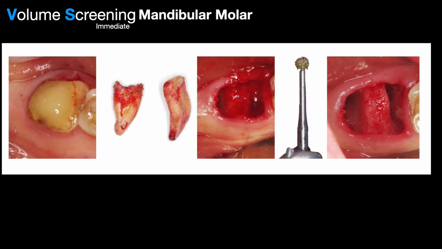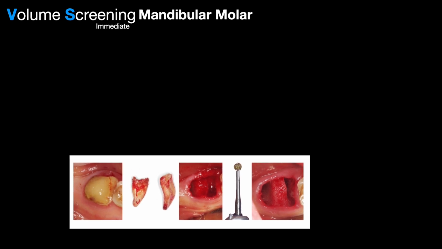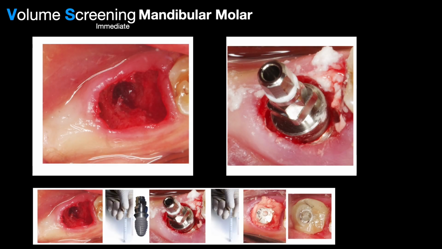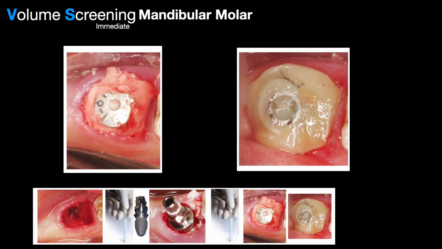Okay, so the tooth was sectioned, removed atraumatically, socket was cleaned, debridement was done. We clean the site, place an implant, but before I always put some soft mix into the socket, then I place the implant, then I top it up. Okay, once it's topped up, I remove the healing cap and I put a temporary crown or the healing abutment.